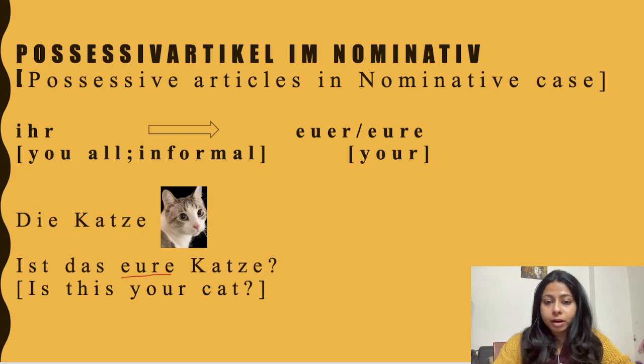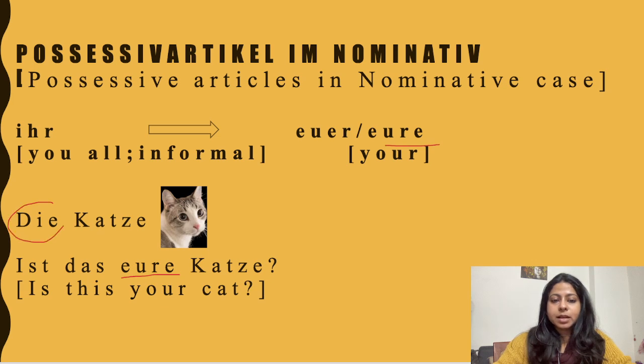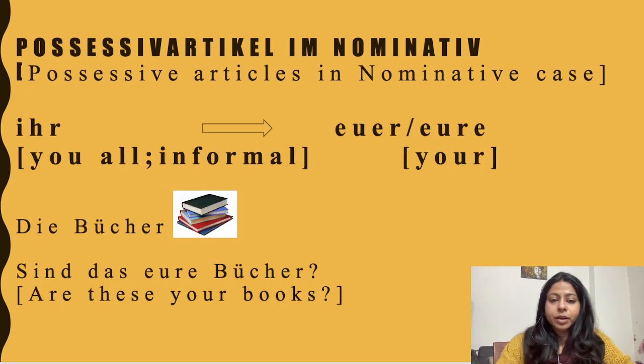Ist das eure Katze? So it would take the ending e because the article is die Katze. Same way, sind das eure Bücher? Because the article is die in the plural, it would be sind das eure Bücher? Are these your books?